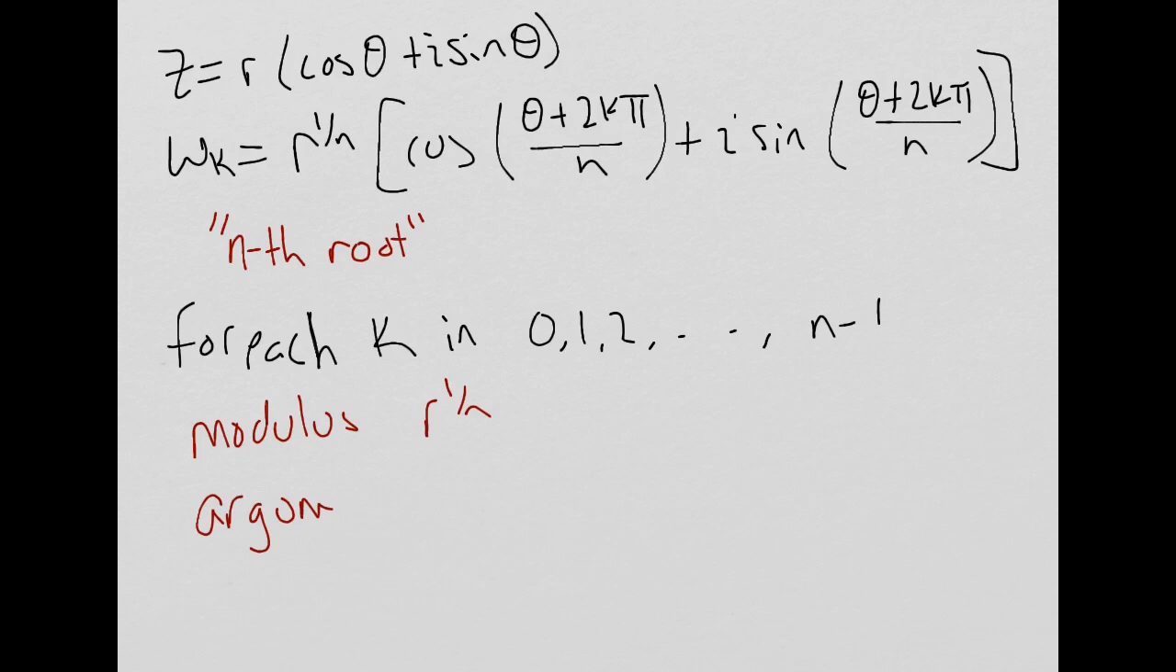But the argument starts at theta over n, which makes sense from DeMoivre's theorem before. When we were taking something to a power, we multiplied it by n. Now we're going to divide it by n, but we're going to have to add 2k pi over n to each argument to get the next root.